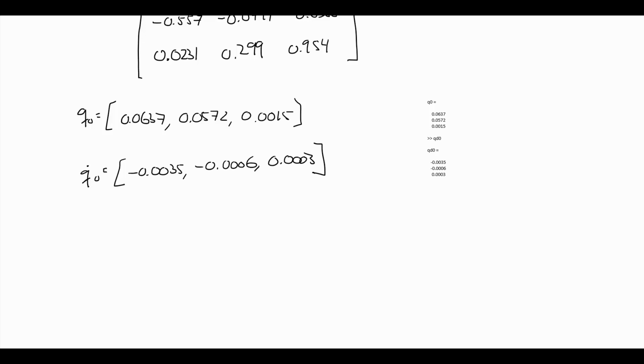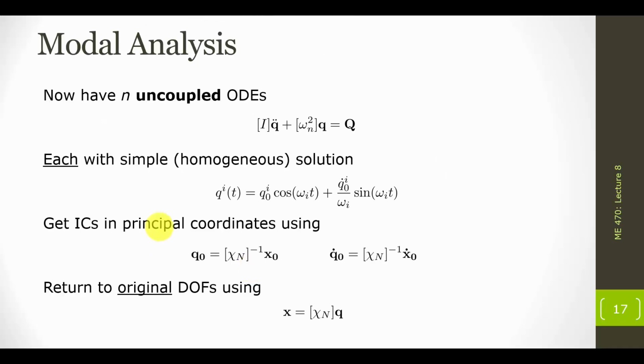We know our natural frequencies. We can now put together the solution for q1, 2, and 3 using just this information. So q1 of t is going to be its initial position times the cosine of the first natural frequency, since we sorted them, we'll use omega 1, plus its initial velocity divided by that first natural frequency times the sine of the first natural frequency times time. And then we repeat that for all 3, in this case, of our principal coordinates.